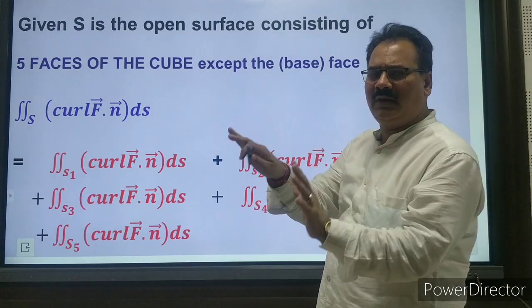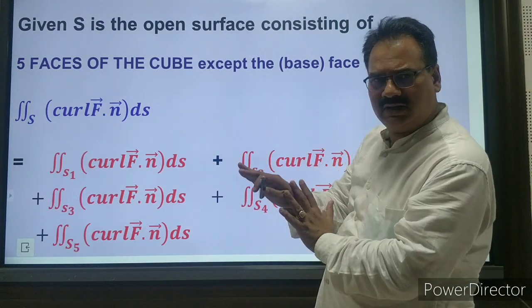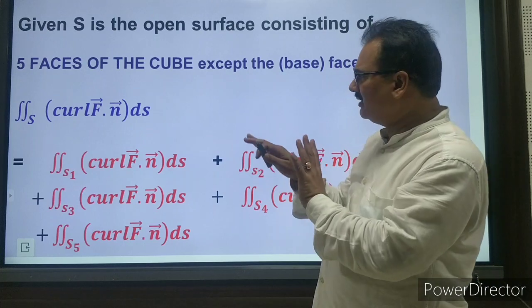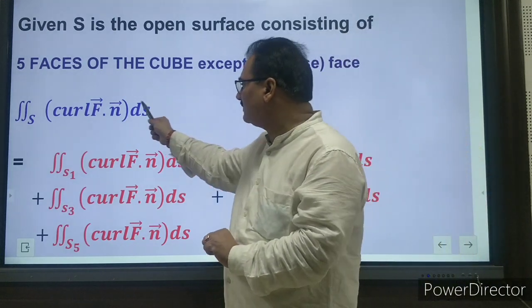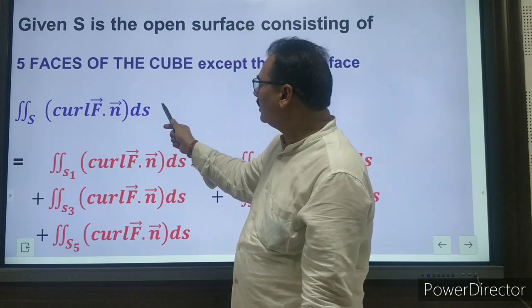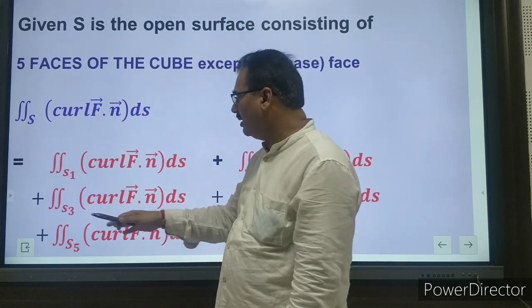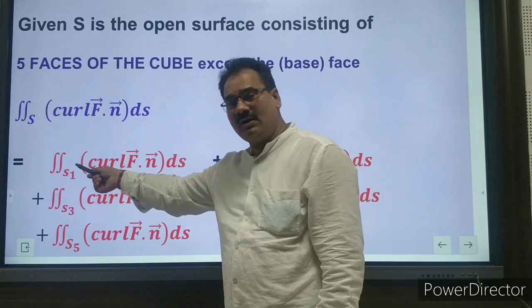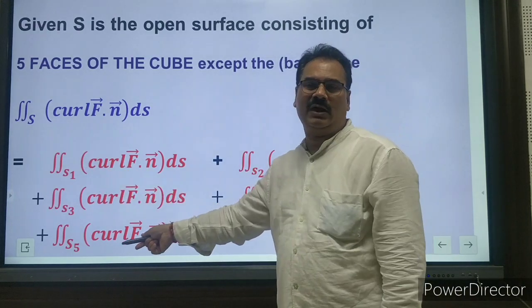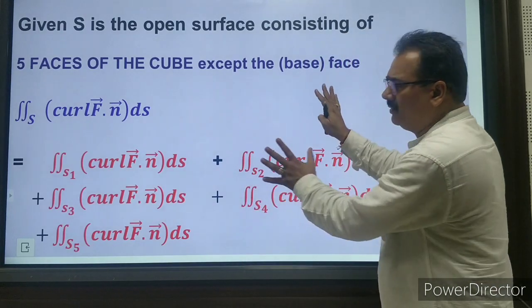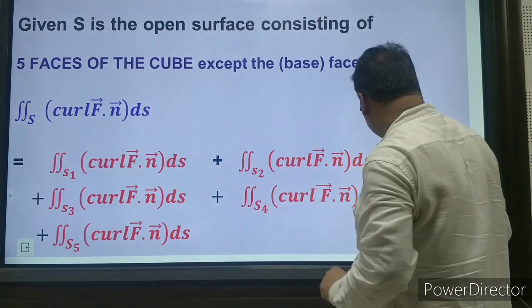We are not talking about the base face right now; we will discuss it later. That is a plane merely, so we will compute it later. So we have divided this surface into the 5 surfaces S1, S2, S3, S4 and S5. Then how will we compute? This is the main, most important part of this course here.